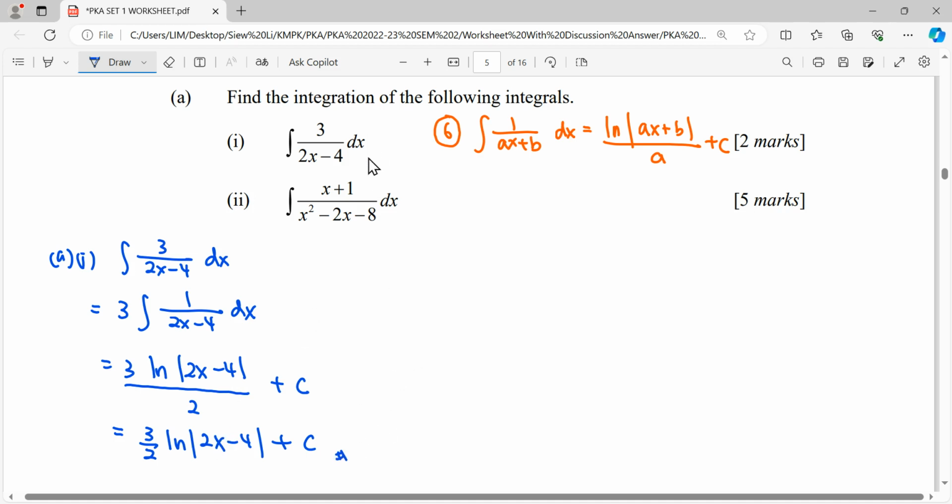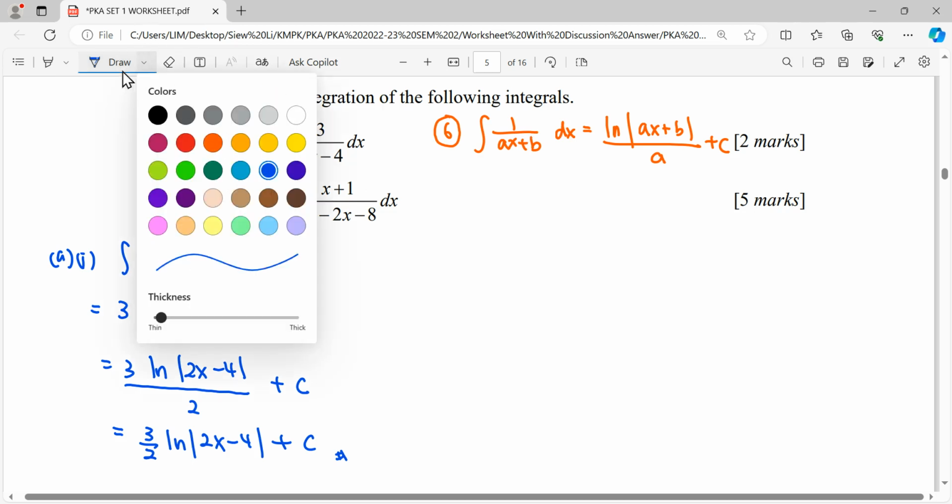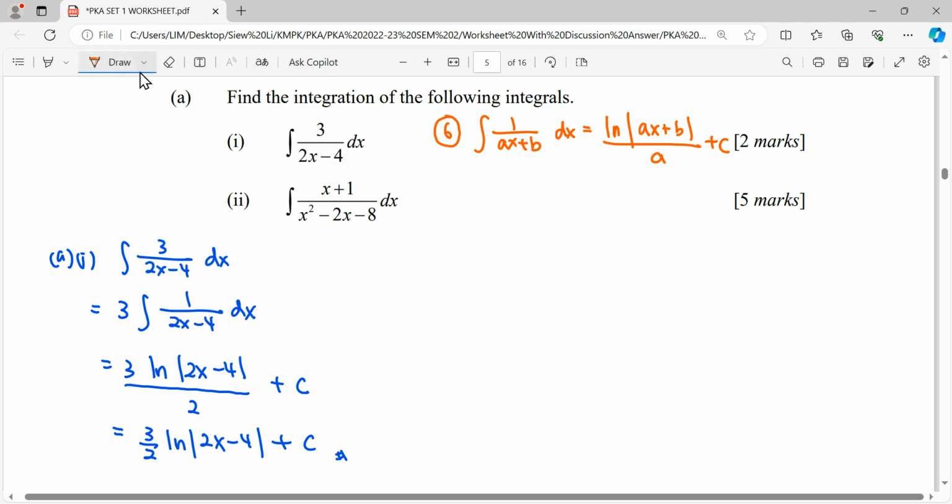Then we come to the second part. Here our denominator is no longer linear, so we need to check whether it is the special form of fraction where the numerator is the differential of the denominator function. If it has this pattern, the integral will be ln|f(x)| plus c. This special form is applied when our denominator is not linear.